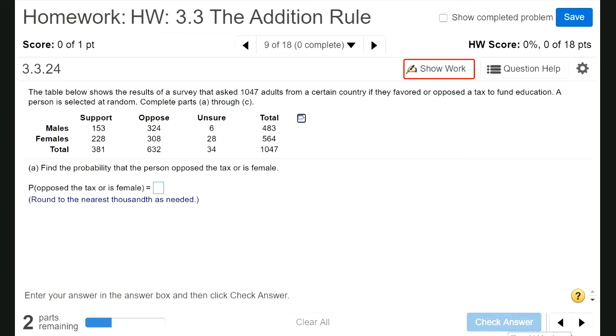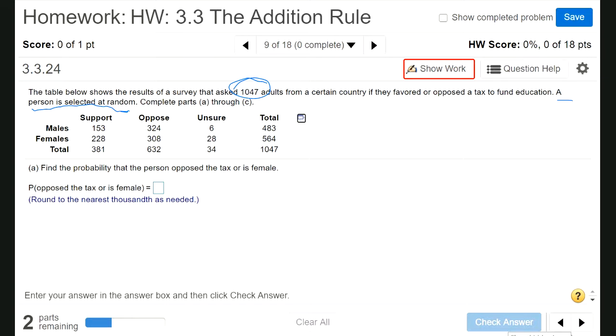All right. So notice it says the table below shows the results of a survey that asked 1,047 adults if they favored or opposed a tax to fund education. And you select one person at random. Notice it's just one person. A person is selected at random, and it says complete parts A through C. Now, I took a picture of this, so I only have part A here. But let's look at part A. And then the other parts you can do on your own.